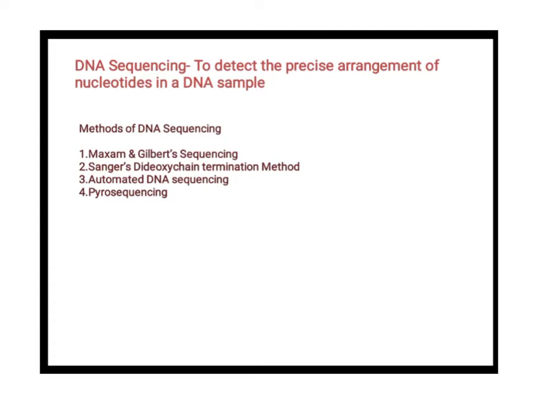Initially there were two scientists named Maxam and Gilbert who introduced their method of sequencing. Then after that we have Sanger's dideoxy chain termination method, which is one of the most commonly used methods. Then the automated DNA sequencing method and pyrosequencing. These are some of the sequencing techniques commonly used to study the exact arrangement of the DNA sample.